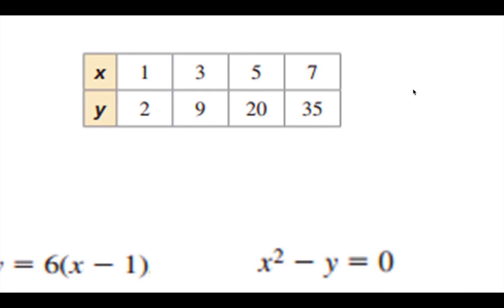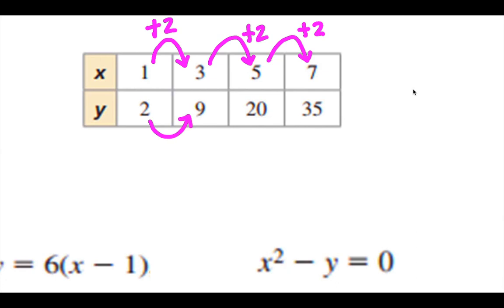So when you have a table, though, we need to look at your difference in your x's and your difference in your y's, and they need to be constant throughout. To get from the first x to the second x, I had to add plus 2. From my second x to my third x, plus 2. Third to fourth, plus 2. So that's constant, but I also have to check my y's. To get from 2 to 9, plus 7. 9 to 20 is plus 11. 20 to 35 is plus 15.